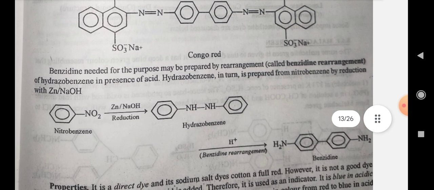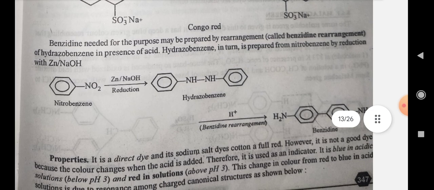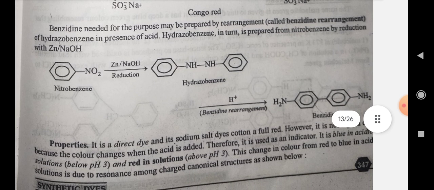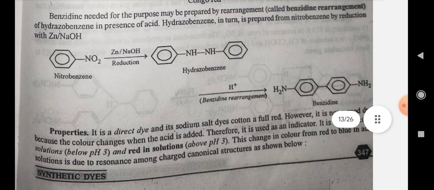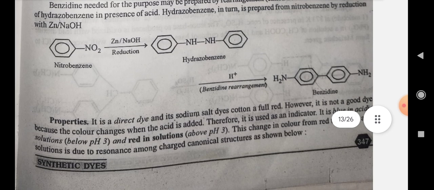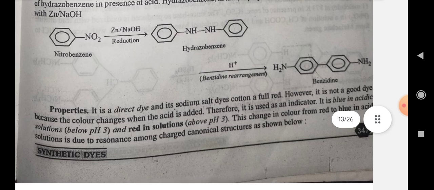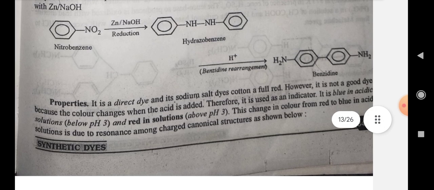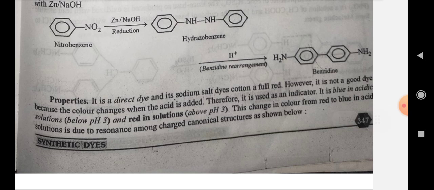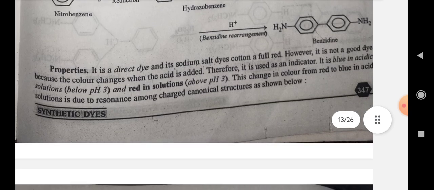Benzidine needed for the purpose is prepared by rearrangement of hydrazobenzene in the presence of acidic hydrogens. Hydrazobenzene is prepared from nitrobenzene by reduction with Zn and NaOH. Nitrobenzene is treated with zinc and sodium hydroxide, which is a reduction. By reduction the hydrazobenzene is formed, and by rearrangement the benzidine is formed as a product.